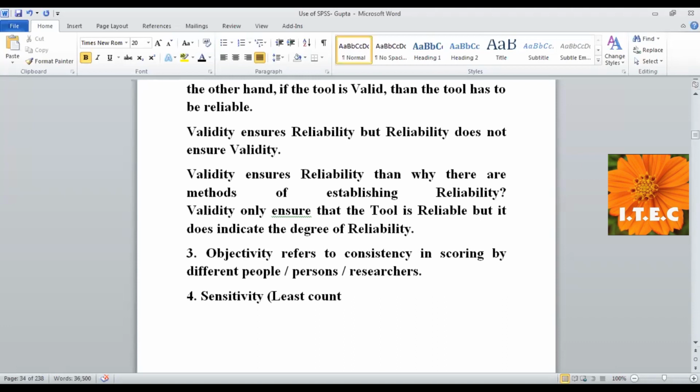Now you have your mobile. What is the smallest measurement that you can have on your mobile? What is the smallest measurement that you can have?